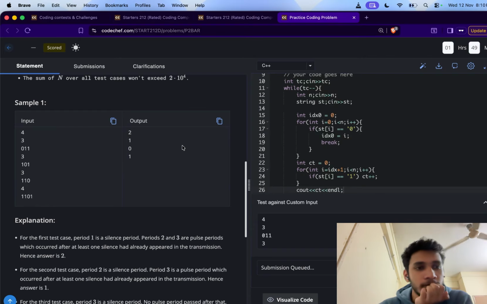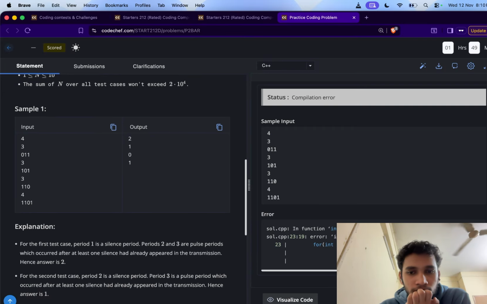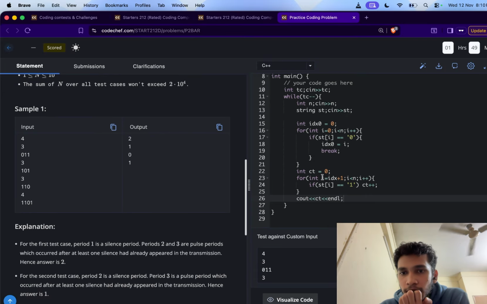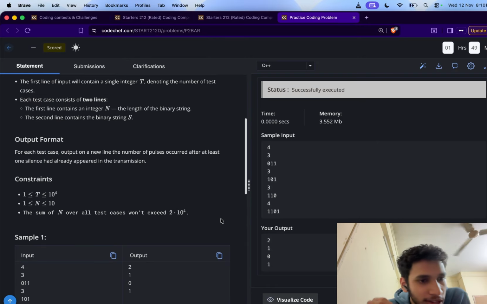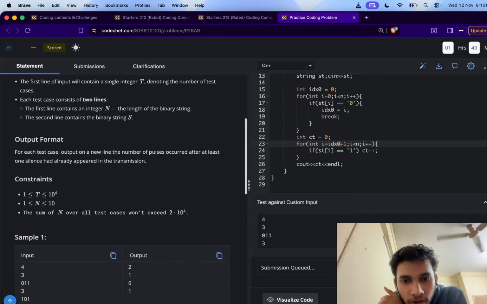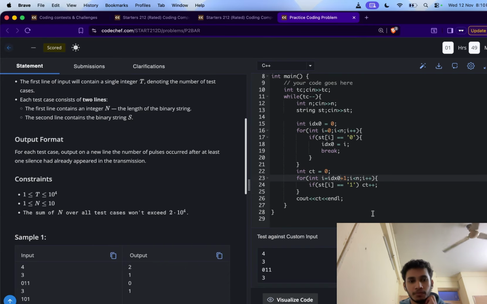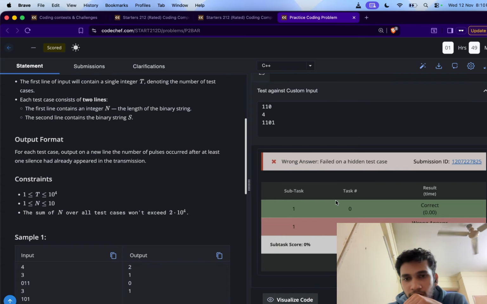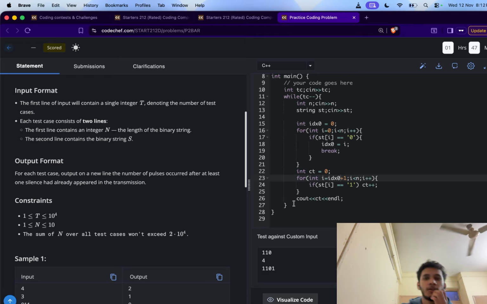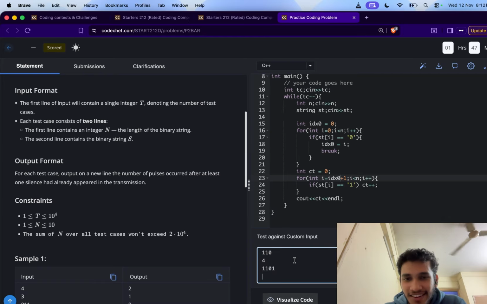Let's run and try. I've defined it as idx0. Is there a chance of overflow? N is 10, so no chance of overflow. So let's submit it. Let's try a hidden test case. It's good enough to find the edge case in this question.